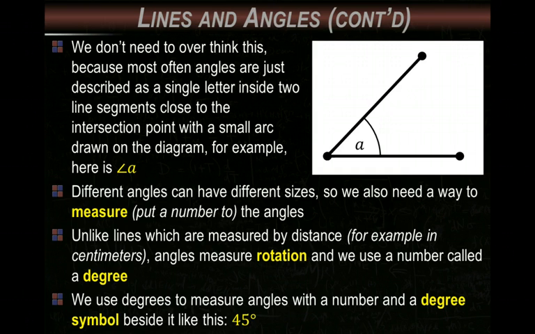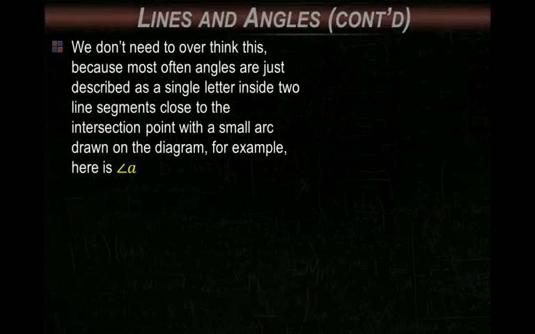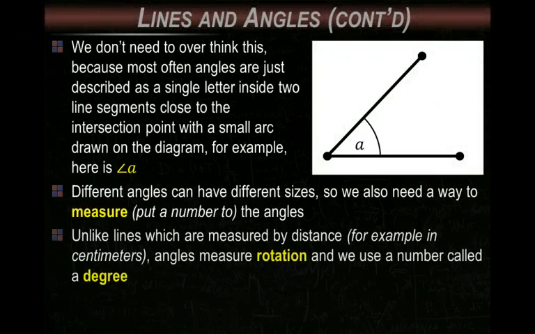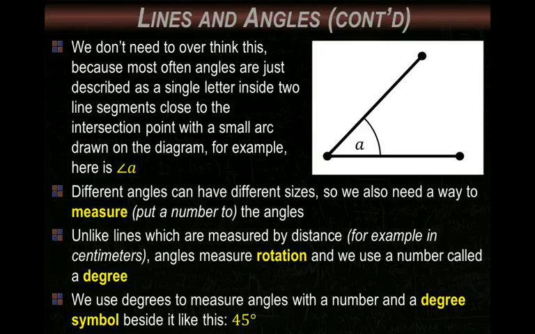We need a way to put numbers to angles. We don't measure angles the same way you measure a line with distances. You measure angles because they're based on rotation, turning around. And they use a number called a degree for the measurement. Now, the degree uses that little round symbol, just like rotation, to indicate that it's a number in degrees. Okay? Now again, don't overthink this. Okay? Most angles are just described.